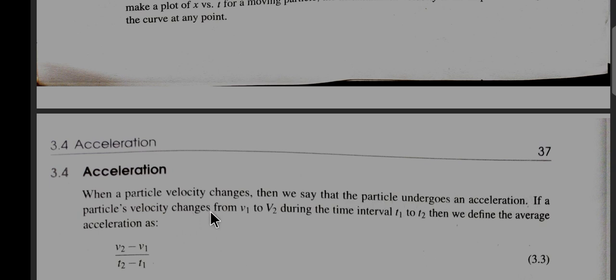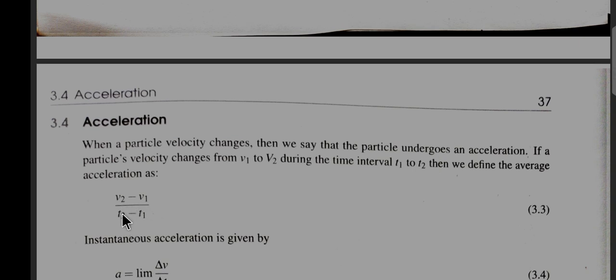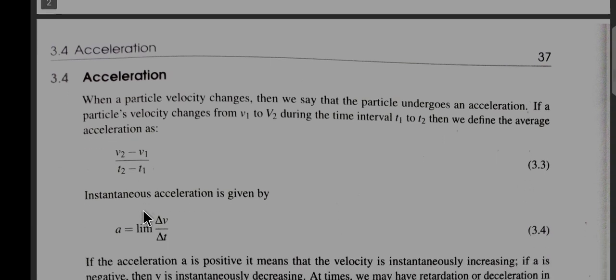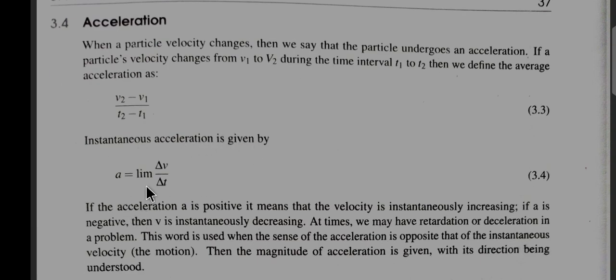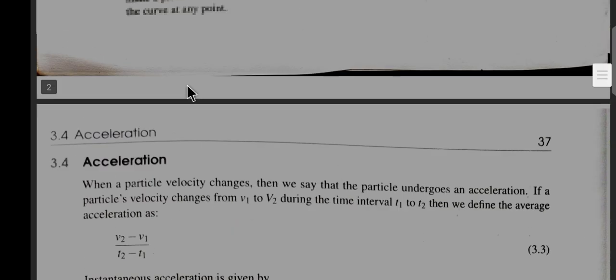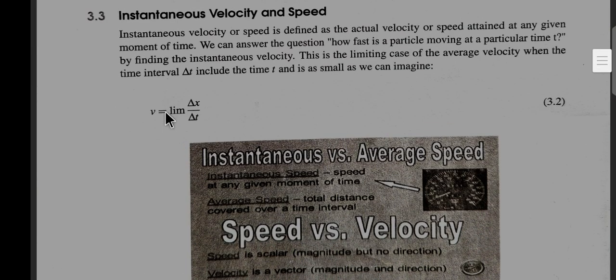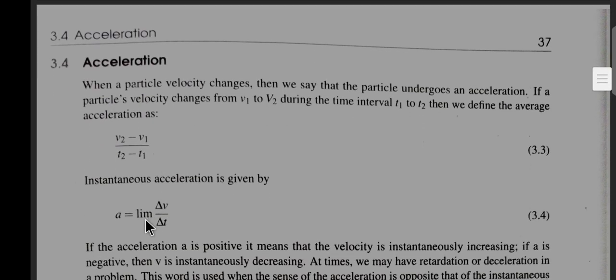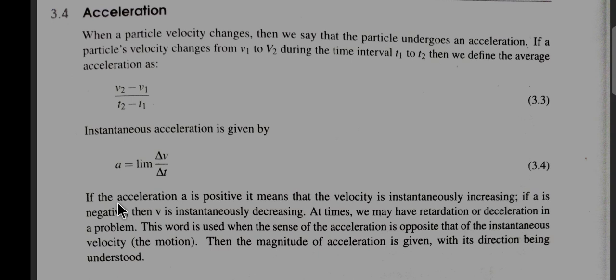If the particle velocity changes from v1 to v2, where v1 is the initial and v2 is the final, as we all know, during the time interval t1 to t2, then we define the average acceleration as v2 minus v1 over t2 minus t1. That's the change in velocity with respect to the change in time taken. Now, instantaneous acceleration is given by taking the limit just as we did previously with the velocity, where we took the limit of the change in displacement over the time. It's similar here: the limit of the change in the velocity over the change in the time.